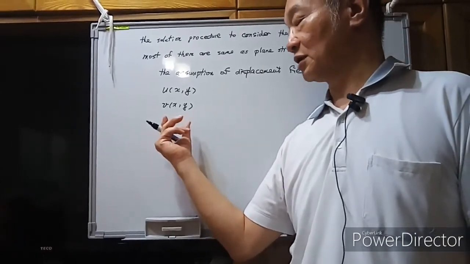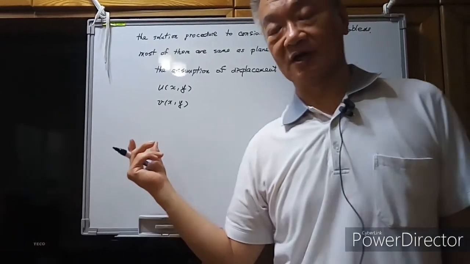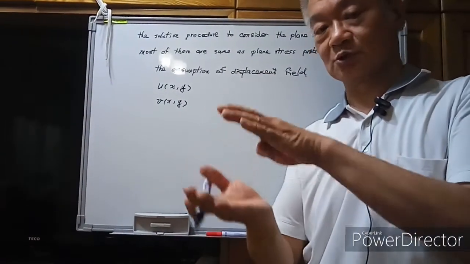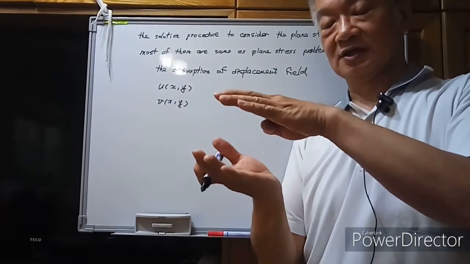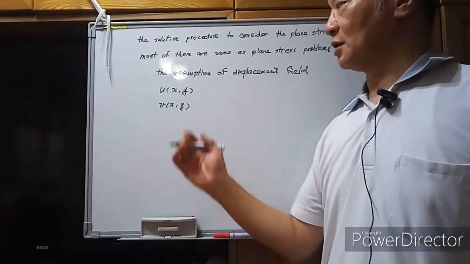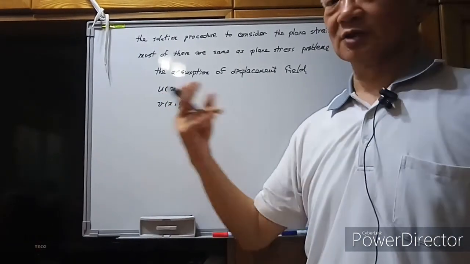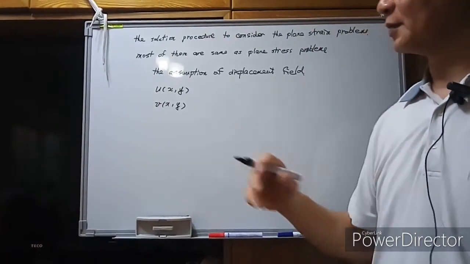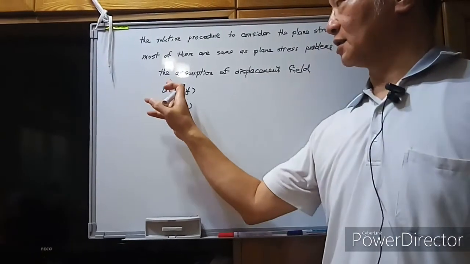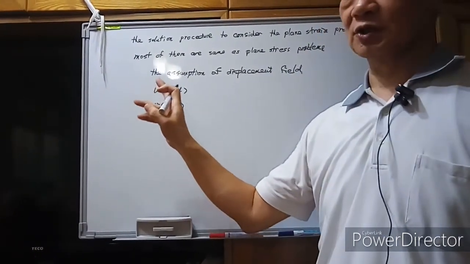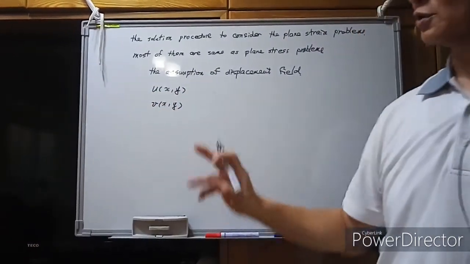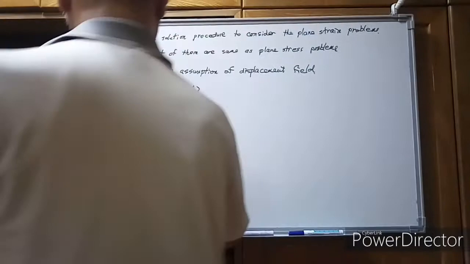So for the plane stress problems, we have the w of the xy, since we have the epsilon z, so we could have some non-zero displacements along the z direction. But for the plane strain problems, the w is always equal to 0. However, no matter which problem, the only displacement functions we need to assume are the u and the v functions.